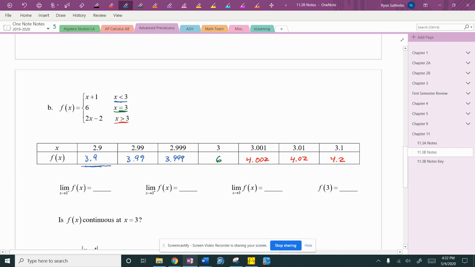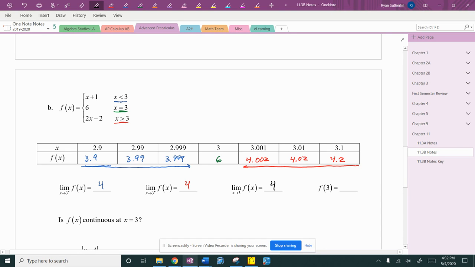All right, so now let's evaluate our limits. As I'm approaching 3 from the left, it looks like my y values are getting closer and closer to 4. As I approach 3 from the right, it also looks like my values are getting closer and closer to 4. So that means the limit does exist, and the limit is 4.